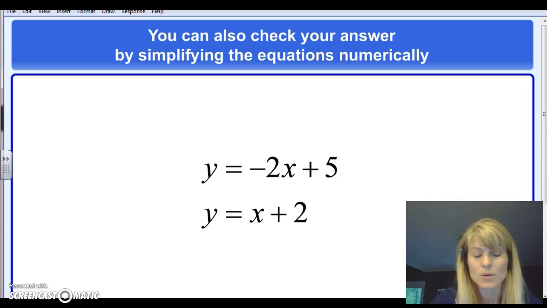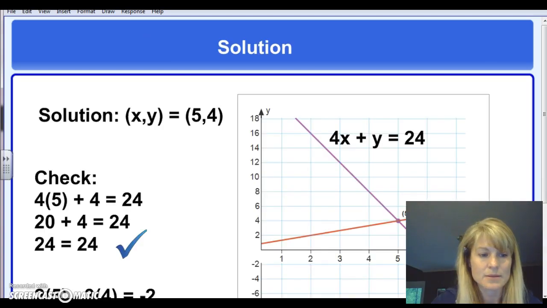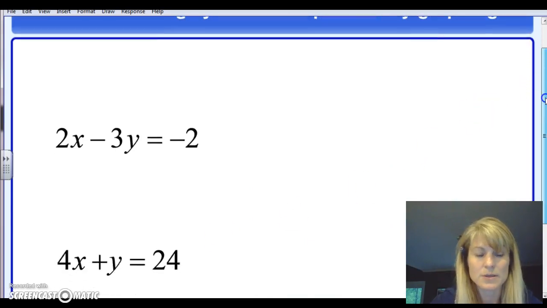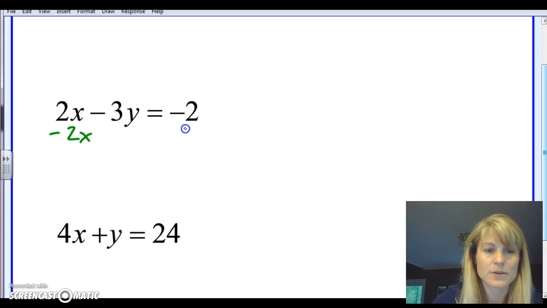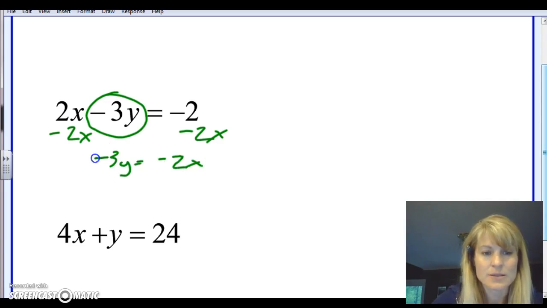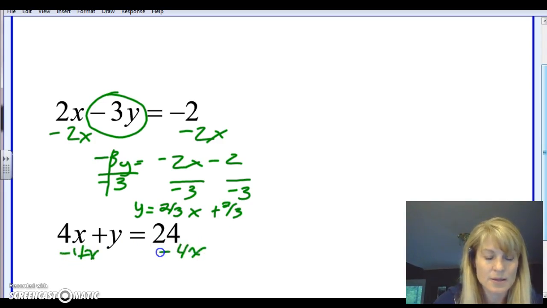Okay, so let's look at this equation. If we look at this equation first, that's in standard form. We've got to put it into slope-intercept form. So we're going to subtract our 2x over. And don't forget that this is -3y left. And that's -2x minus 2. And then we divide by the -3. Okay, so when we finish that, we're left with y equals positive 2/3 x, and then positive 2/3 for the y-intercept. And we're going to do the same thing here, minus 4x. So that gives me y equals -4x plus 24.